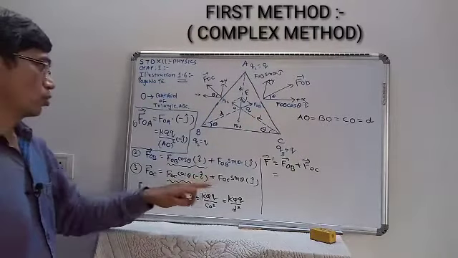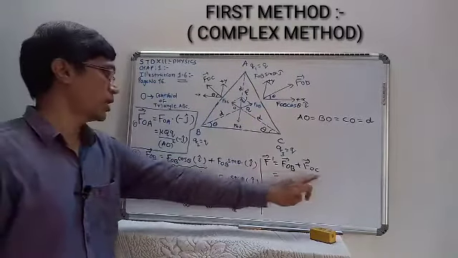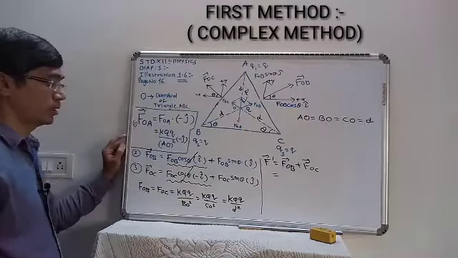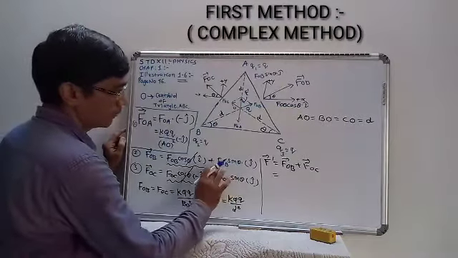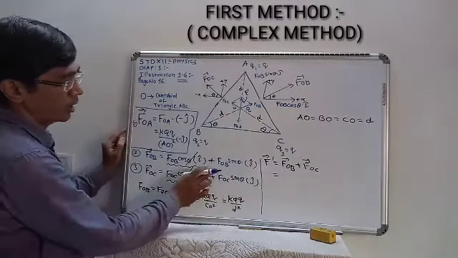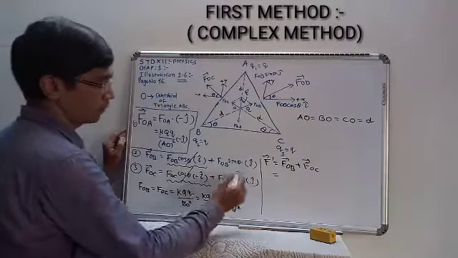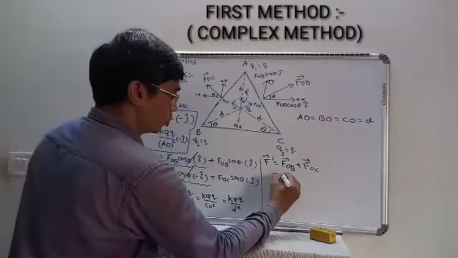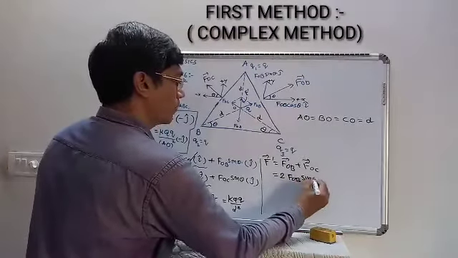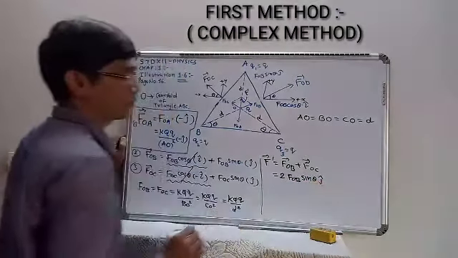So now FOB plus FOC, here these two values are cancelled and we get this FOB sin theta j plus FOC sin theta j. As FOB and FOC are same, we can write it is 2 times. So 2 times FOB sin theta into unit vector j.